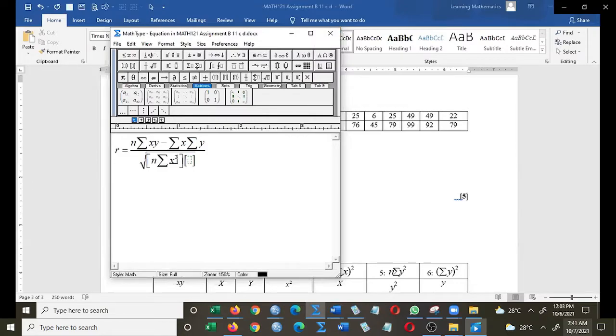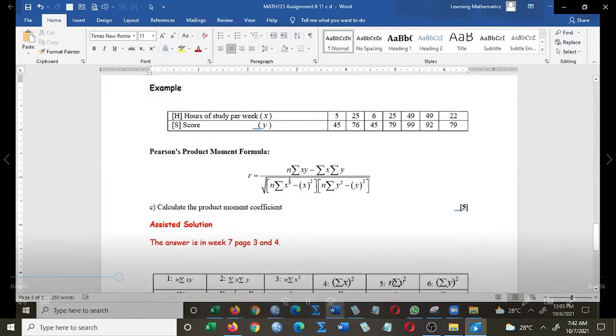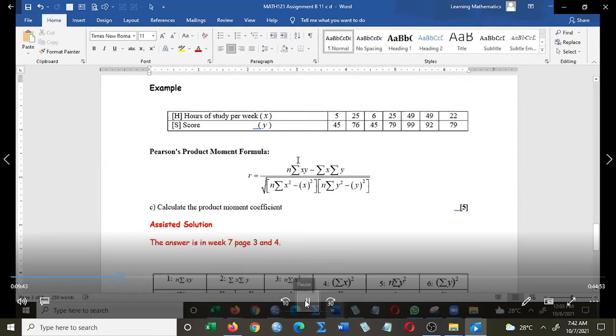Now remember what we said about sigma. We said that you have to complete all of what is to the right of sigma first before you sum. Complete all of what is to the right of sigma first before you sum. Okay, so this is for x and this is for y. So this formula, I separated into 6 parts. Okay, 1, 2, 3, 4, 5, 6.